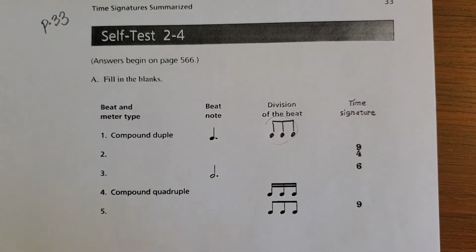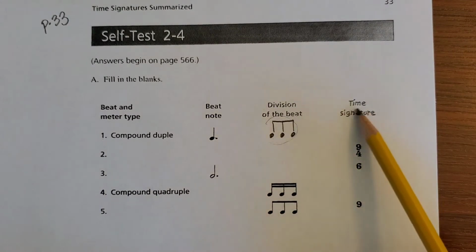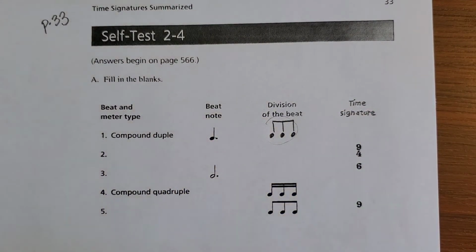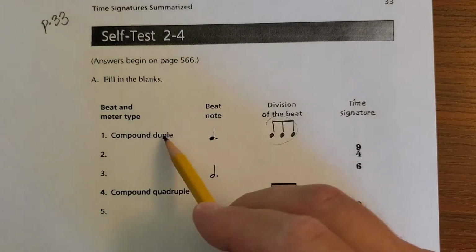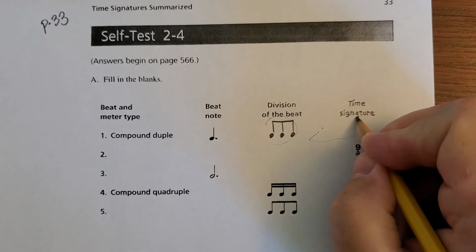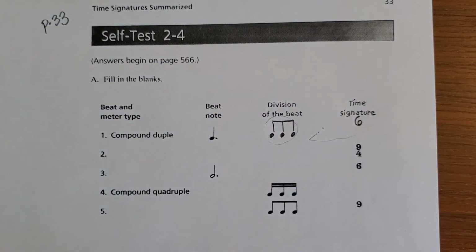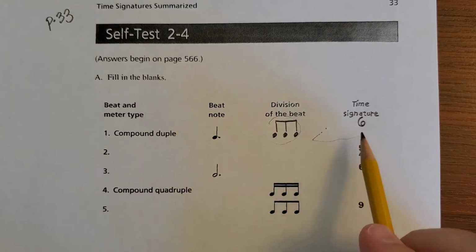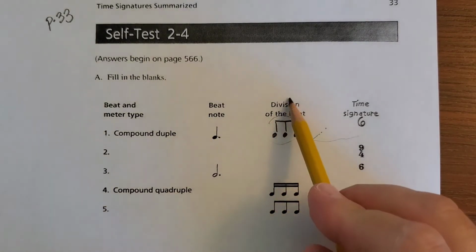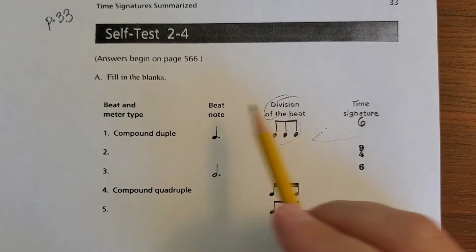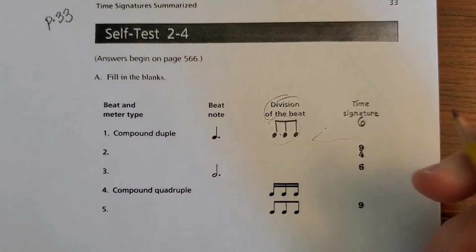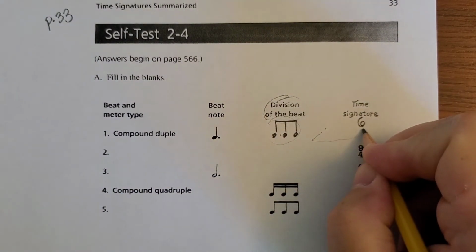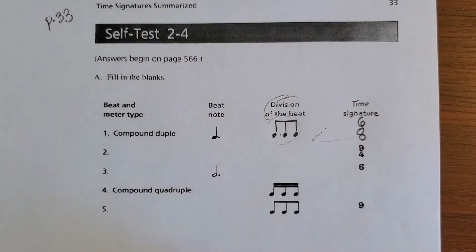Now remember, the top number of the time signature for compound is going to be a 6, 9, or 12. 6 is duple, 9 is triple, and 12 is quadruple. So duple corresponds to 6. The bottom number of the time signature corresponds to the division of the beat. Not the beat itself, but the division. So if eighth notes are the division, the bottom number of my time signature is 8.